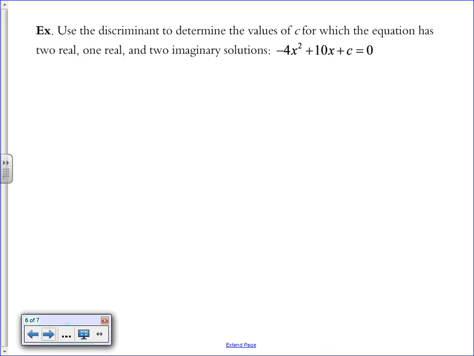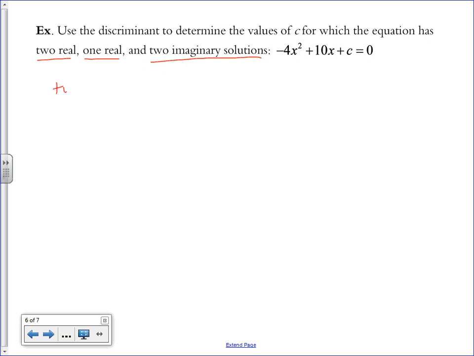This is kind of more of an advanced algebraic topic, but now it wants us to use the discriminant to determine the values of c for which this equation has 2 real, 1 real, and 2 imaginary solutions. This is actually a 3-part problem. It wants us to figure out what value for c would give us 2 real, what value for c would give us 1 real, what value for c would give us 2 imaginary solutions.